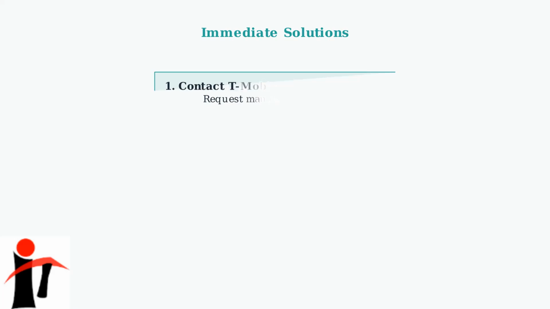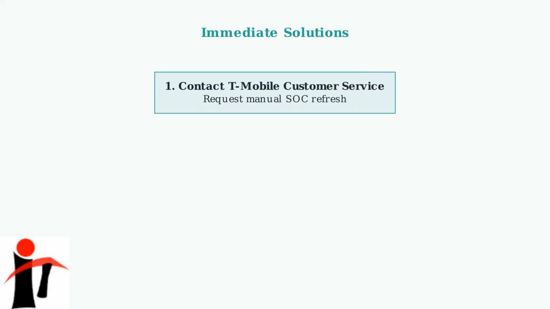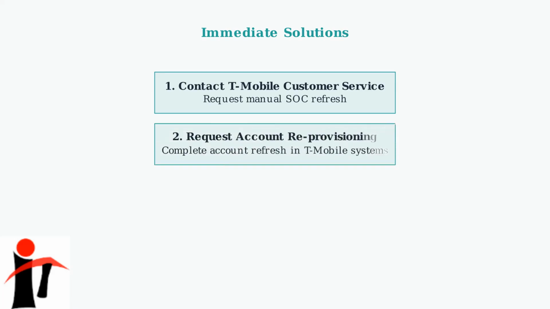Now let's look at immediate solutions you can try to resolve this error. There are 4 main approaches that often work to fix the SOC check problem. First, contact T-Mobile customer service and request a manual SOC refresh. The representative can manually update your account's service codes in their system, which often resolves the error immediately. Second, you can request complete account reprovisioning. This involves refreshing your entire account profile in T-Mobile's systems, which can resolve deeper integration issues.